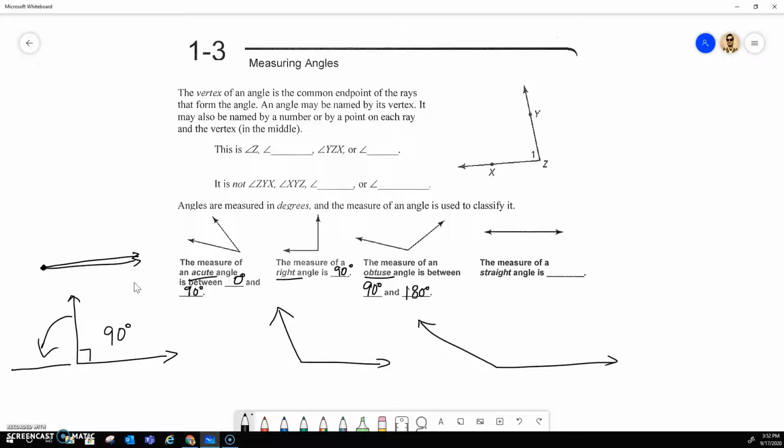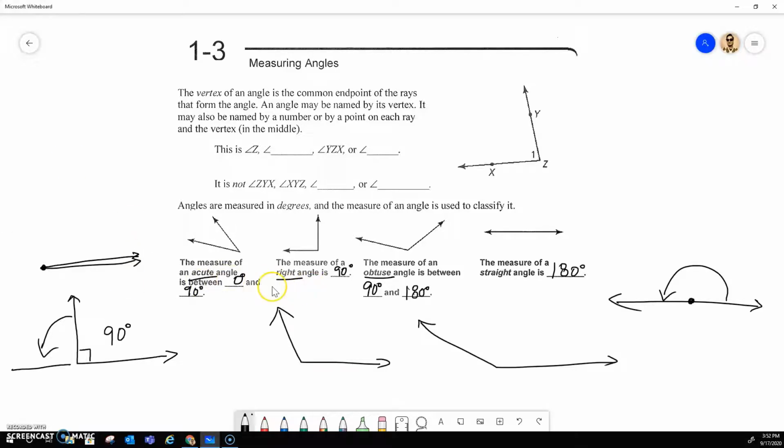Okay. I wouldn't want to say this is an obtuse angle because that's the right angle. I wouldn't want to say this is an obtuse angle because that's an acute angle. Okay? And I wouldn't want to say this is an obtuse angle because that's technically a 180-degree angle or a straight angle. And that's the final angle name we have.